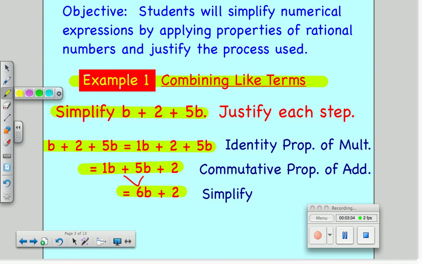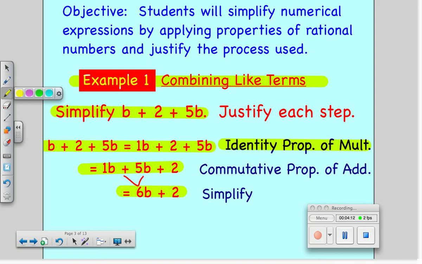Now, I have to justify the process used. What process did I use? Well, putting the 1 in front of the b, that's the identity property of multiplication because I am not changing the letter b by simply placing a 1 in front of it. B alone is the value of b. 1 times b is still the value of b. So by putting a 1 in front of it, I'm using the identity property because that doesn't change the value of b. So 1b plus 5b is 6b and plus 2.